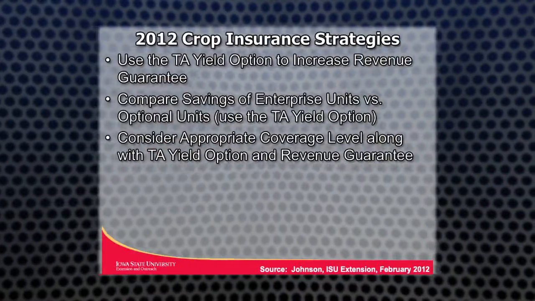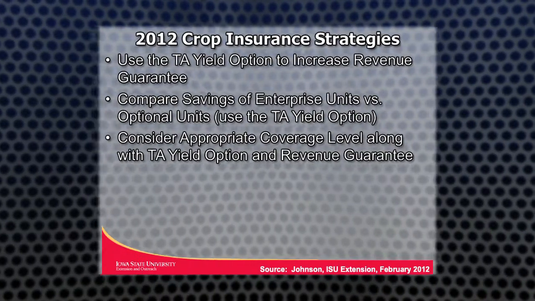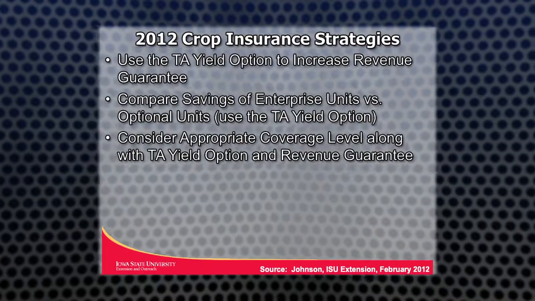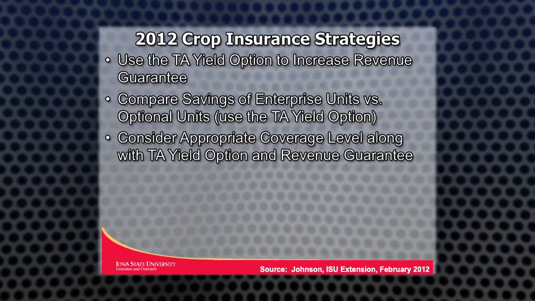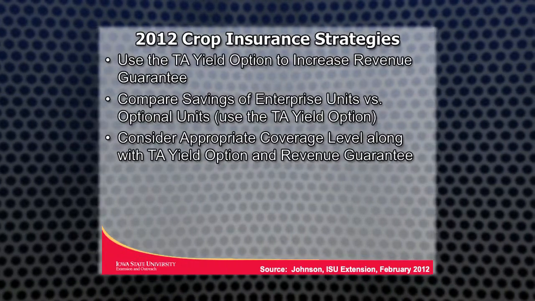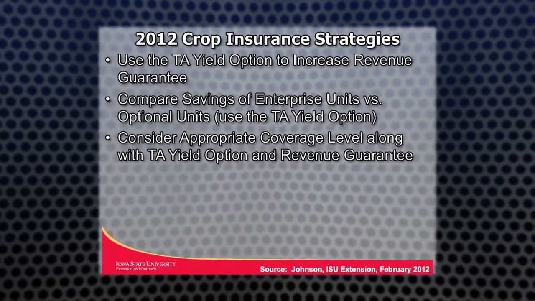Number 3, I think you need to consider the appropriate level. What we're seeing is something that we've not seen in recent years, is that I can actually move to a lower level of coverage, take the TA yield option, create a larger revenue guarantee, and have a lower premium. And that is that interaction of all 3: the re-rating of products, the more bushels with the TA yield option, and the higher percent subsidy at that lower level.